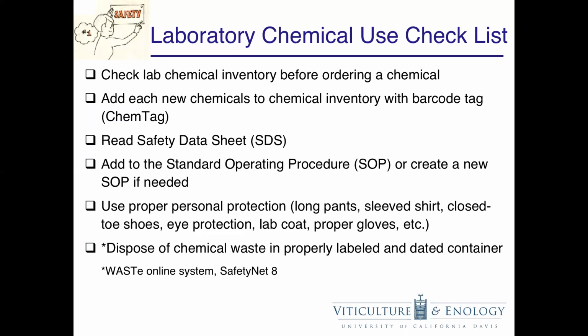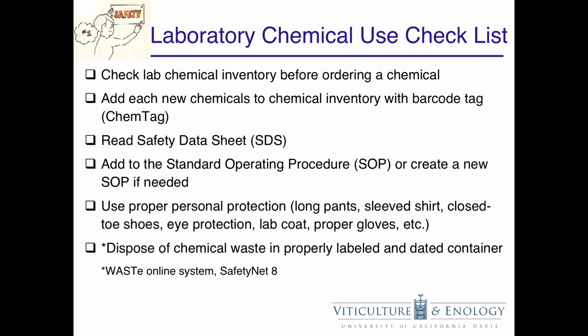So now we will discuss chemical use a bit more. Prior to buying any new chemicals, check your lab's inventory to make sure you don't already have it. Add each new chemical to the chemical inventory system and place a barcoded tag on the chemical. These are called chem tags, which is a new program as of last year. You have to enter the barcode manually into the chemical inventory system when you first enter the chemical. However, after that, you can use the barcoded scanner to scan the chemicals in your lab to log them into your inventory. Read the safety data sheet of the new chemical to determine the hazards.